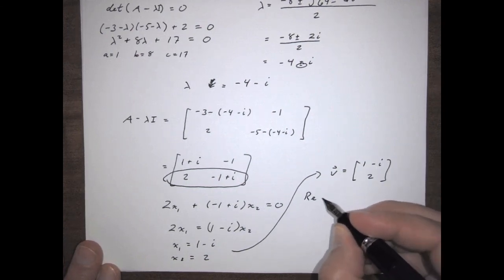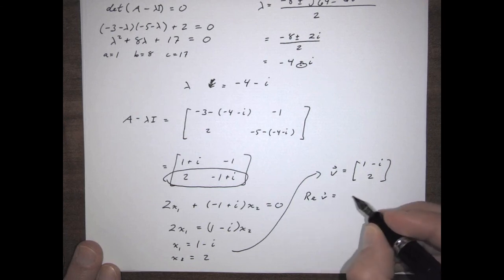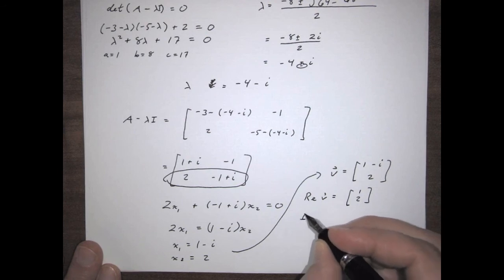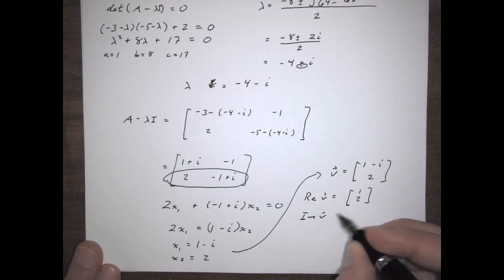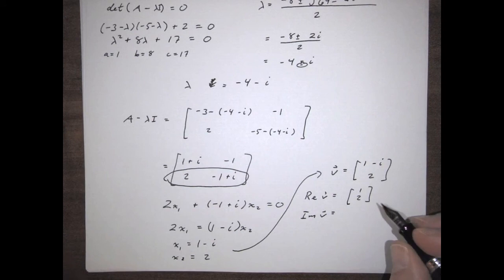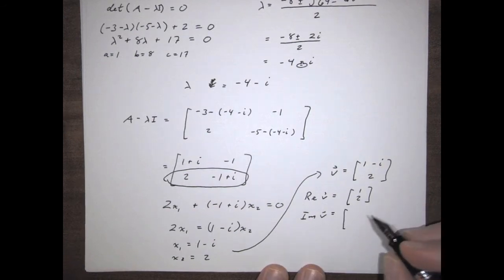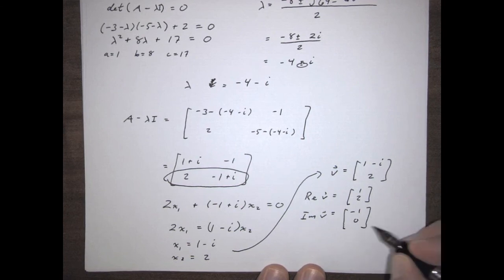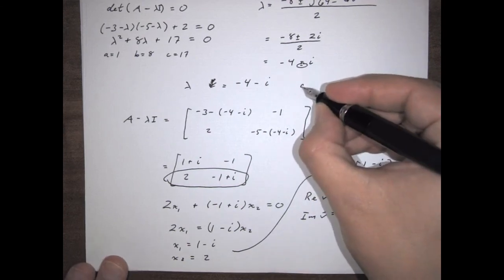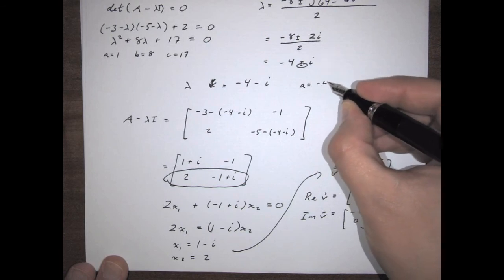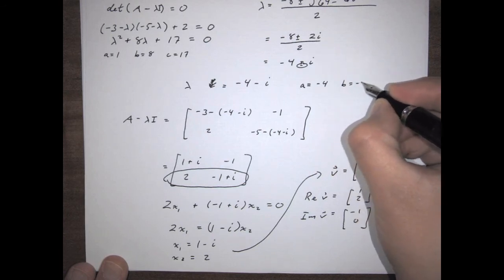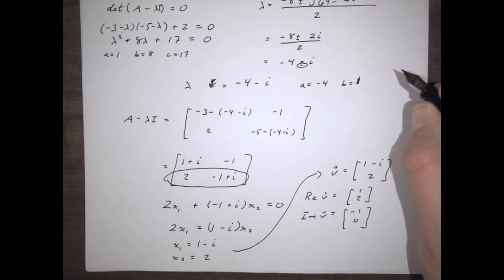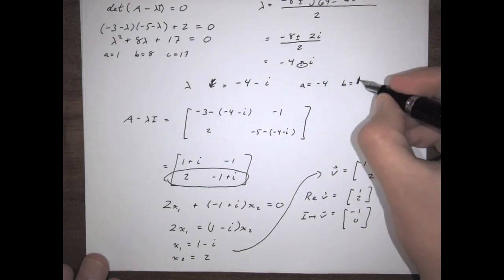Now the real part of v is then going to be 1, 2. The imaginary part of v is going to equal negative 1, 0. And here specifically, this means that a equals -4 and b equals 1, according to the a and b framework.